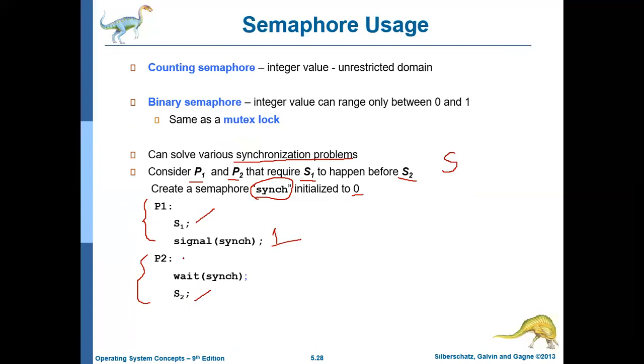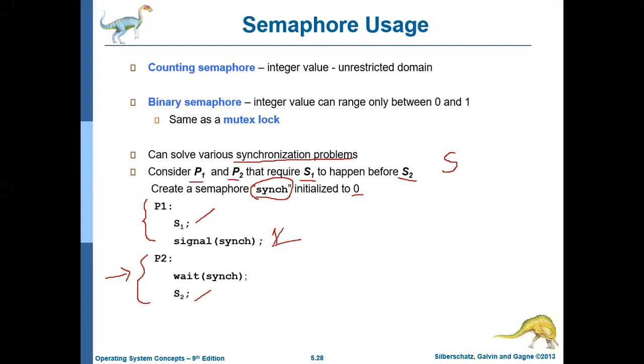Say now after that P2 executes. P2 calls wait of sync. In wait, we check whether sync is less than or equal to 0 or not. No, it's not less than or equal to 0, so S2 will be executed. So this order is maintained here, no issues. But say the order is not maintained. Assume P2 is executing first, not P1. There is a chance that S2 may be executed first, which should not happen.